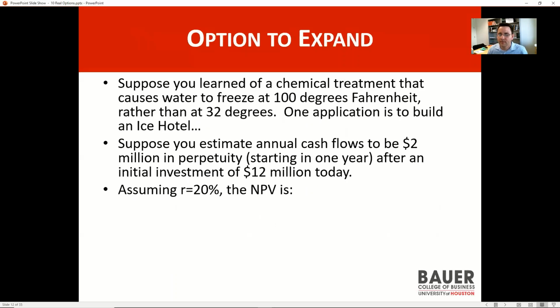So let's do a little example of the option to expand. Suppose you learn of a new chemical treatment that causes water to freeze at 100 degrees Fahrenheit rather than the usual 32 degrees. What could you do with this? Well, one application would be an ice hotel. If you've ever seen these, they're mostly in Scandinavia. You get these hotels where the walls are all ice and you live in a room with ice. But because of this treatment, the water can stay frozen at a higher, more comfortable temperature, rather than the freezing point.